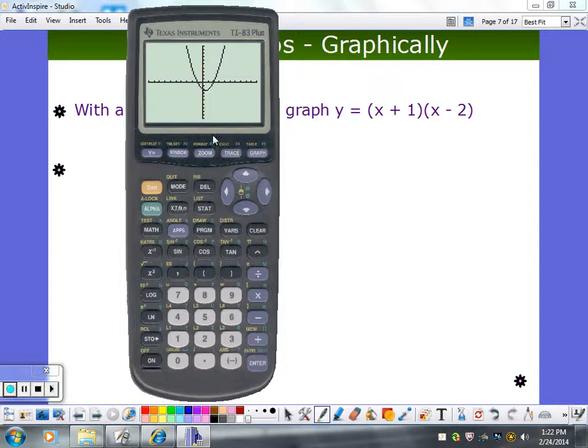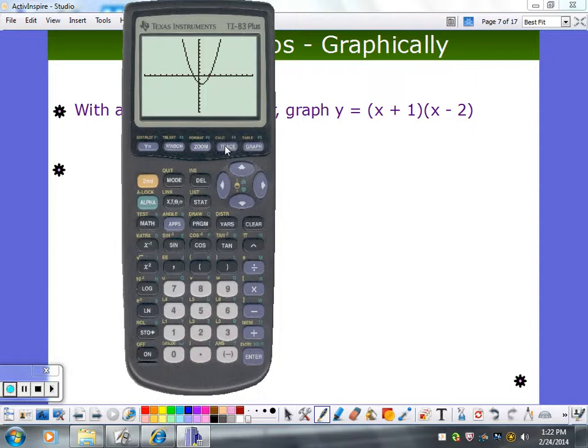Remember, we did this once before, and I'm going to review it. See if you remember how to do this. Remember the calc button? You see the trace? And see where it says calc right above it? Press second trace to get calc. What am I trying to find? The 0. So you want to press number 2.